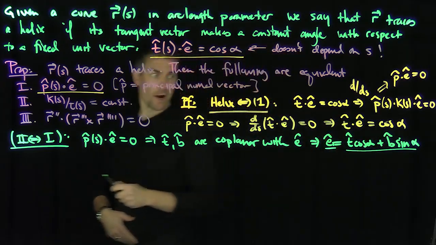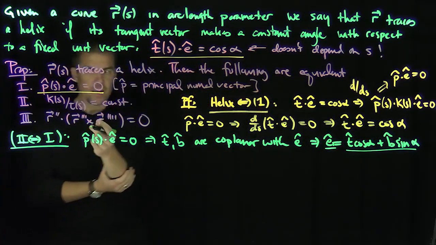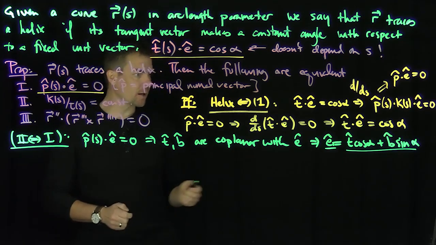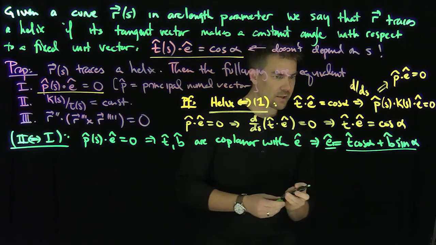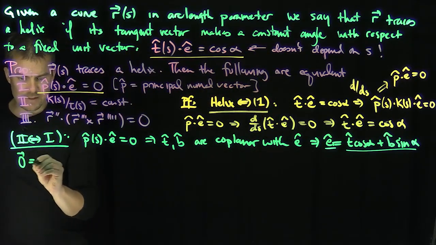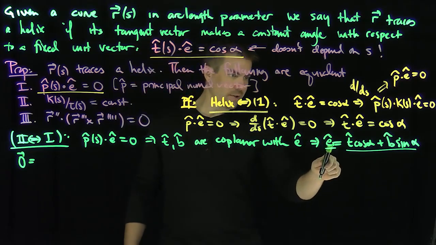And those are the side lengths, okay? Excellent. And so now I would like to show the ratio of curvature and torsion is constant over here. Well, what can I do? I'm going to differentiate this thing over here. So I can say that 0 is the derivative of a constant vector, right? So if I differentiate a constant vector, I get 0.